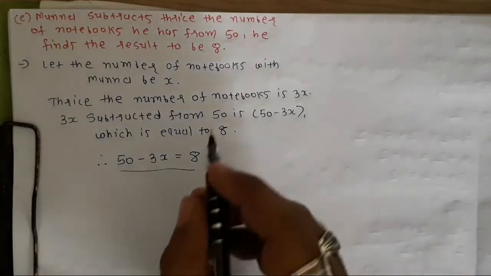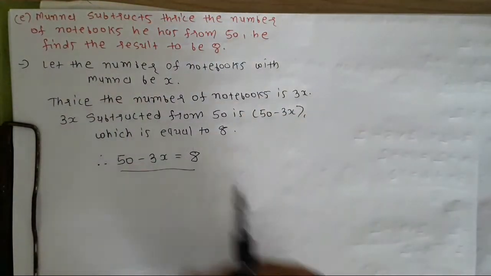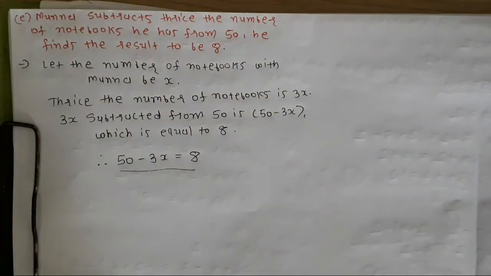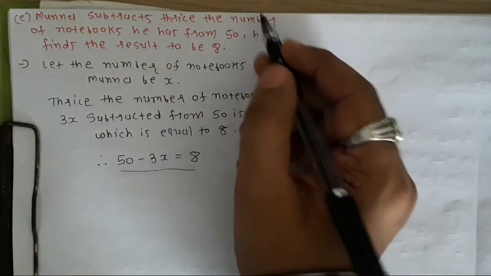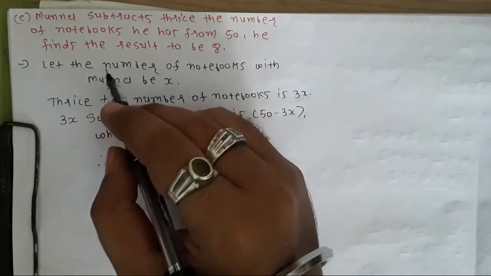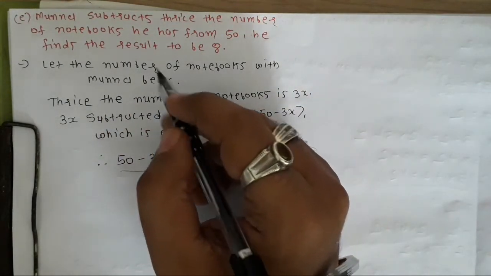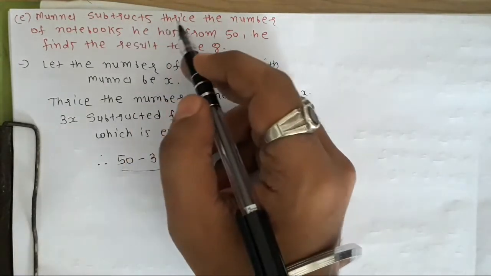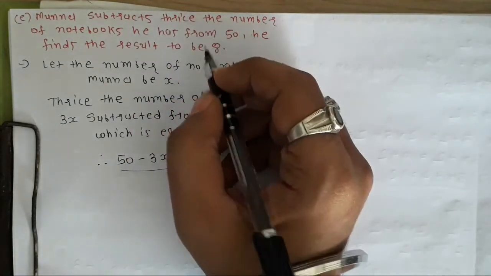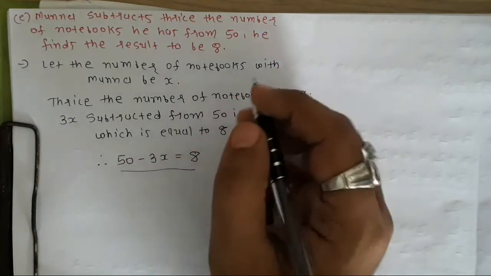Munna subtracts thrice the number of notebooks he has from 50. He finds the result to be 8. So the question means Munna subtracts thrice the number. First of all, we have to assume that number. For example, let the number of notebooks with Munna be x. So x number of notebooks he was having. Now thrice the number means 3 into x. So thrice the number of notebooks is 3x.